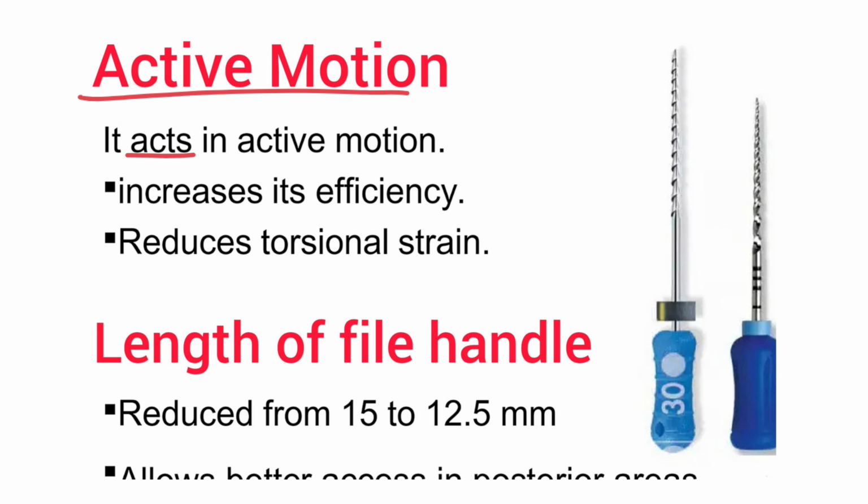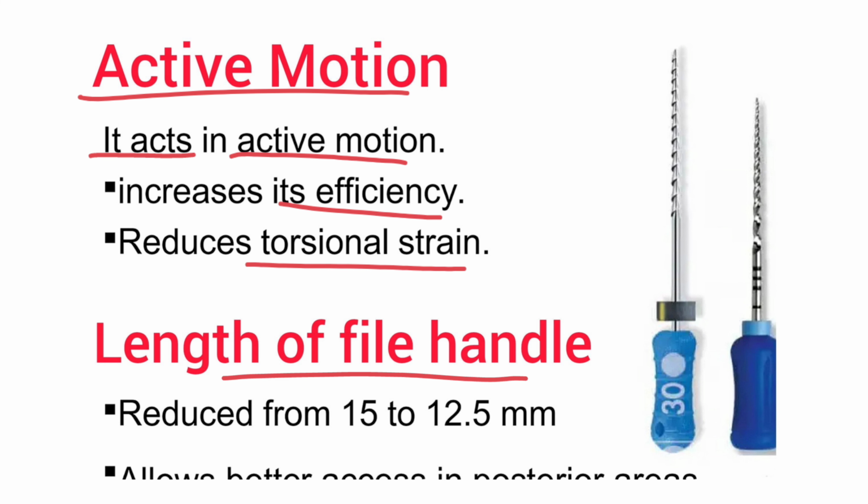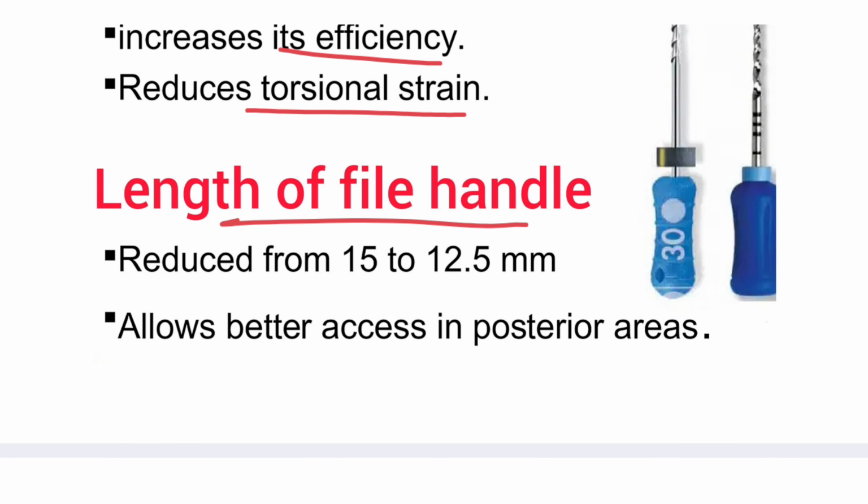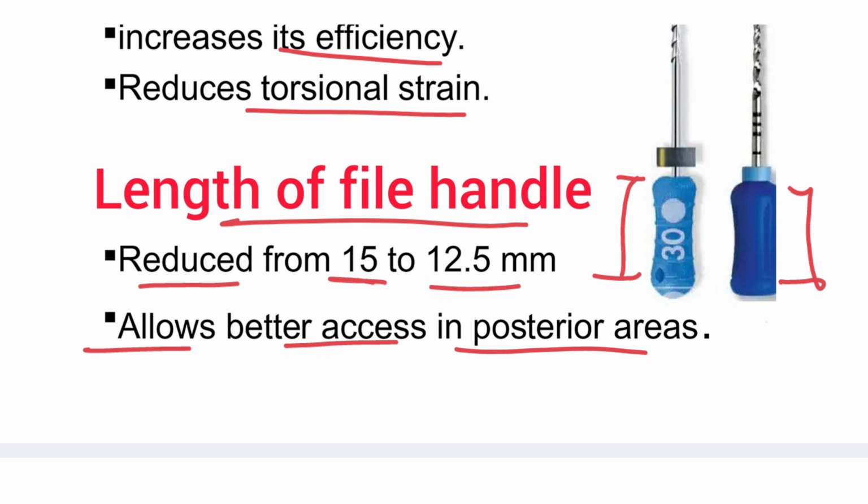This Protaper system acts in an active motion. This active motion increases its efficiency and reduces the torsional strain on the file. Now let us see the length of the file handle. This is the file handle. Initially it was 15 mm but nowadays it is reduced to 12.5 mm in length, and reducing the length of the file handle allows better access in the posterior areas.